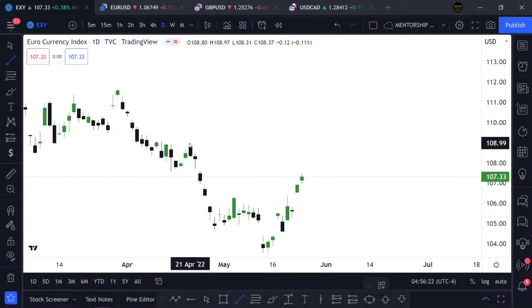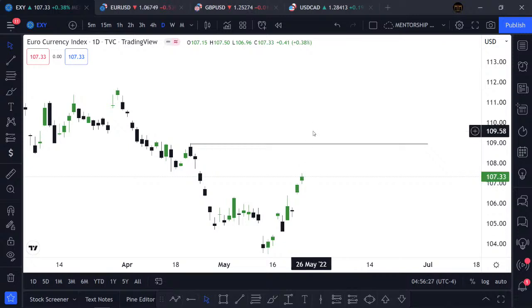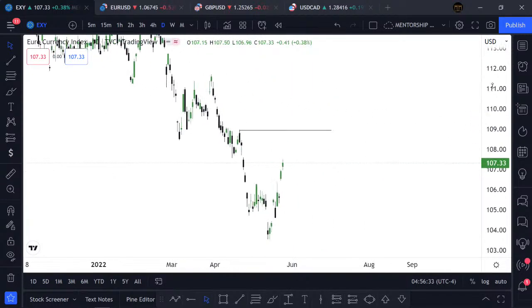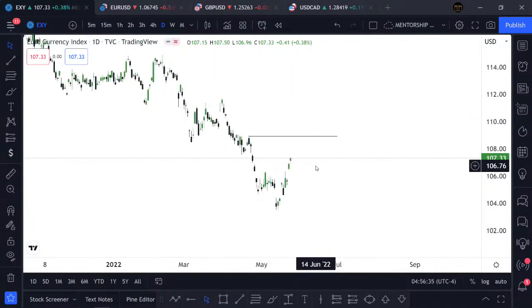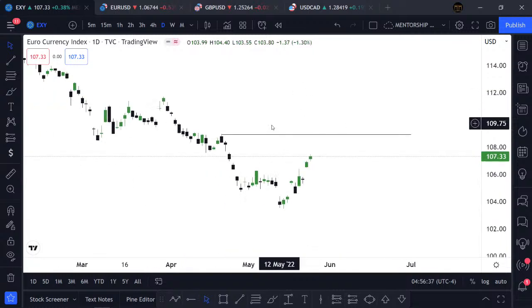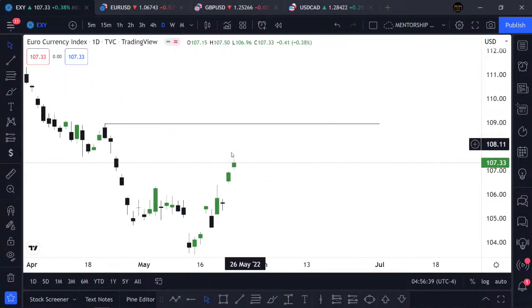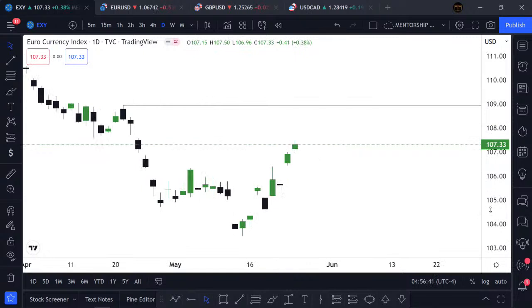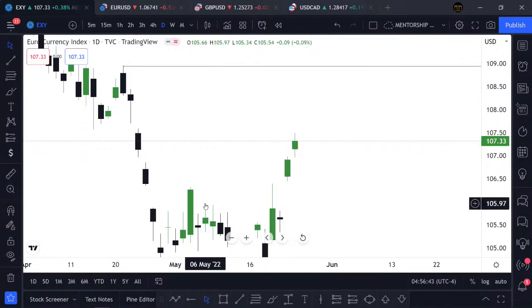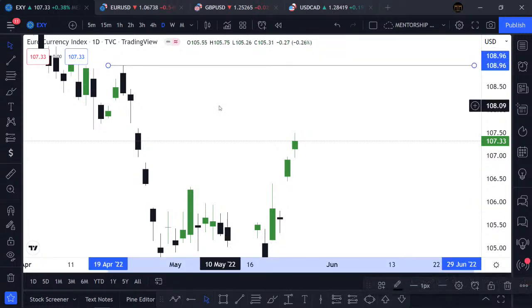I would wait for price to come to this level, then I look for opportunities to do what? To go short on the dollar index. Okay, why? It's because I have this swing high that was taken and my next swing point is here. Okay, this is how I trade.